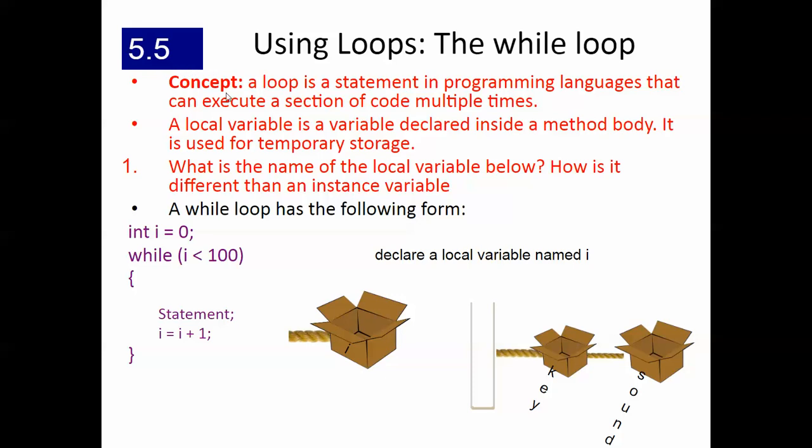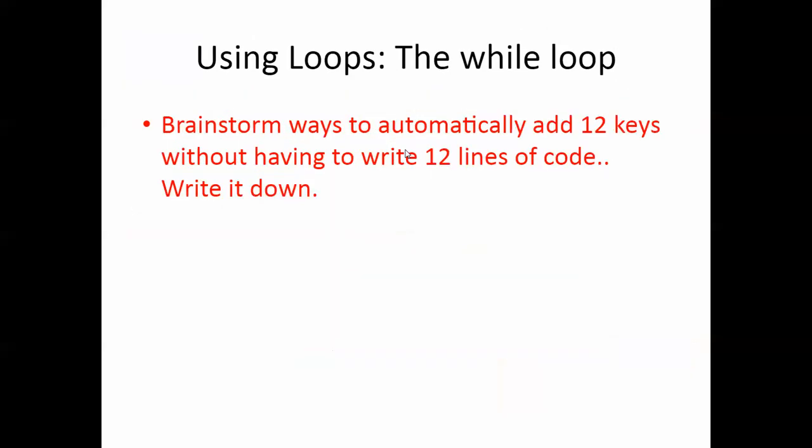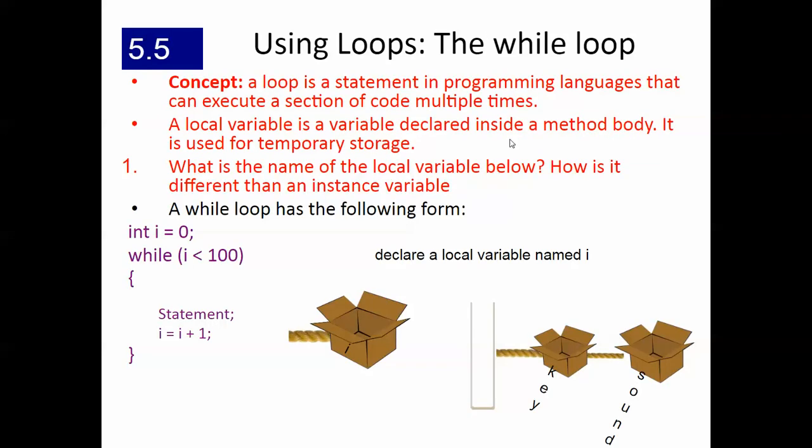Okay, take these notes. A loop is a statement of programming language that can execute a section of code multiple times. So for example, if we look at the question above, if we want to add 12 keys, well, we could write the line of code one time that adds a key and then run that same code 12 times. That would be a loop. Okay. The next thing is a local variable.